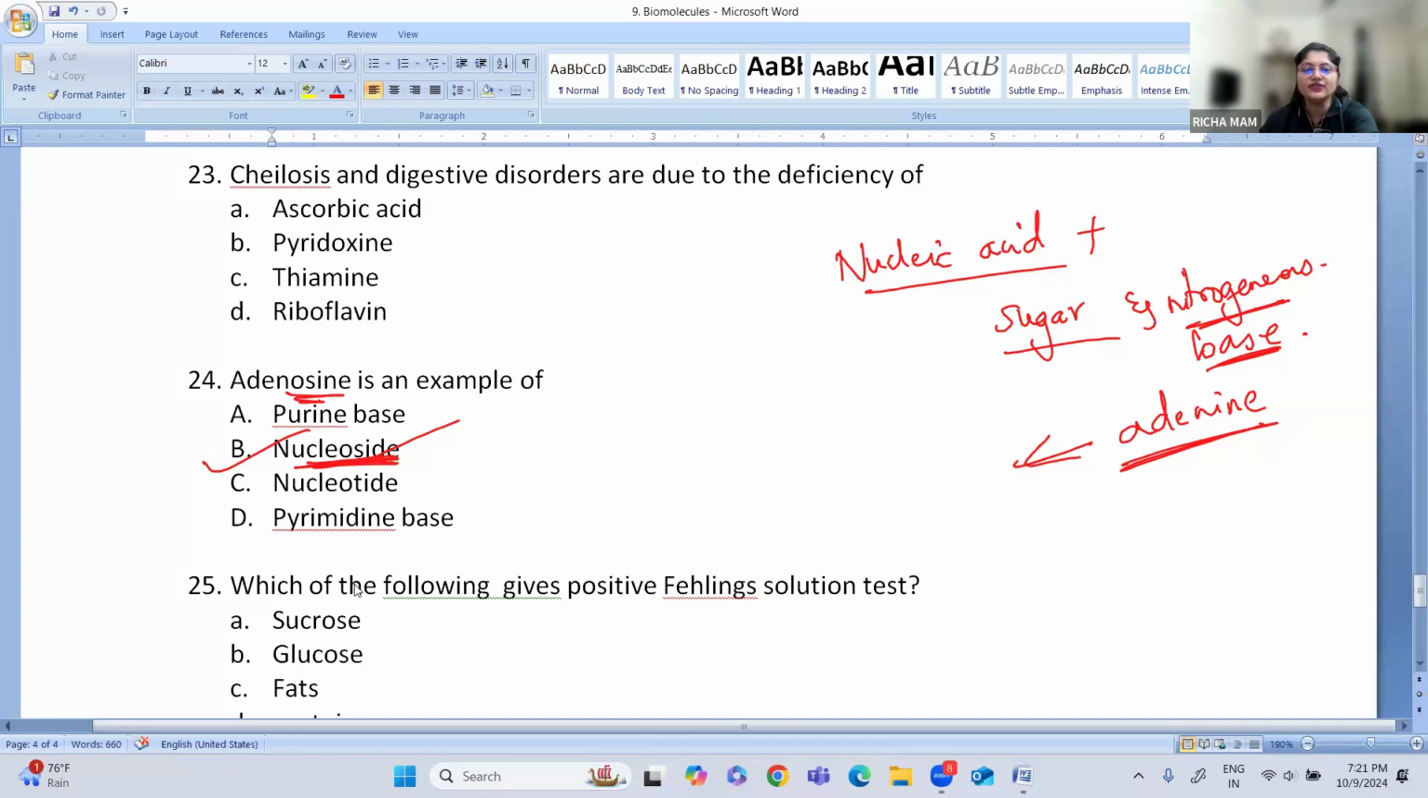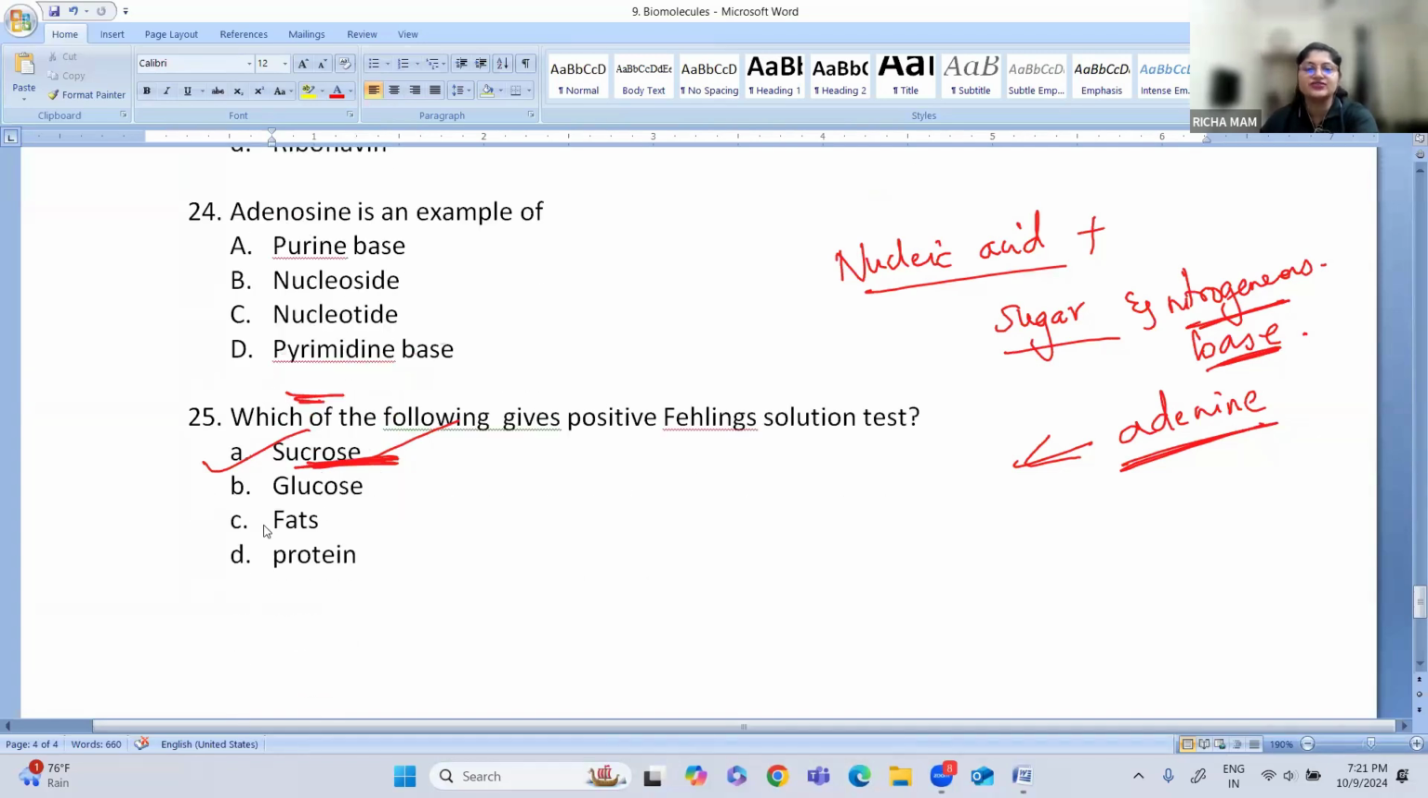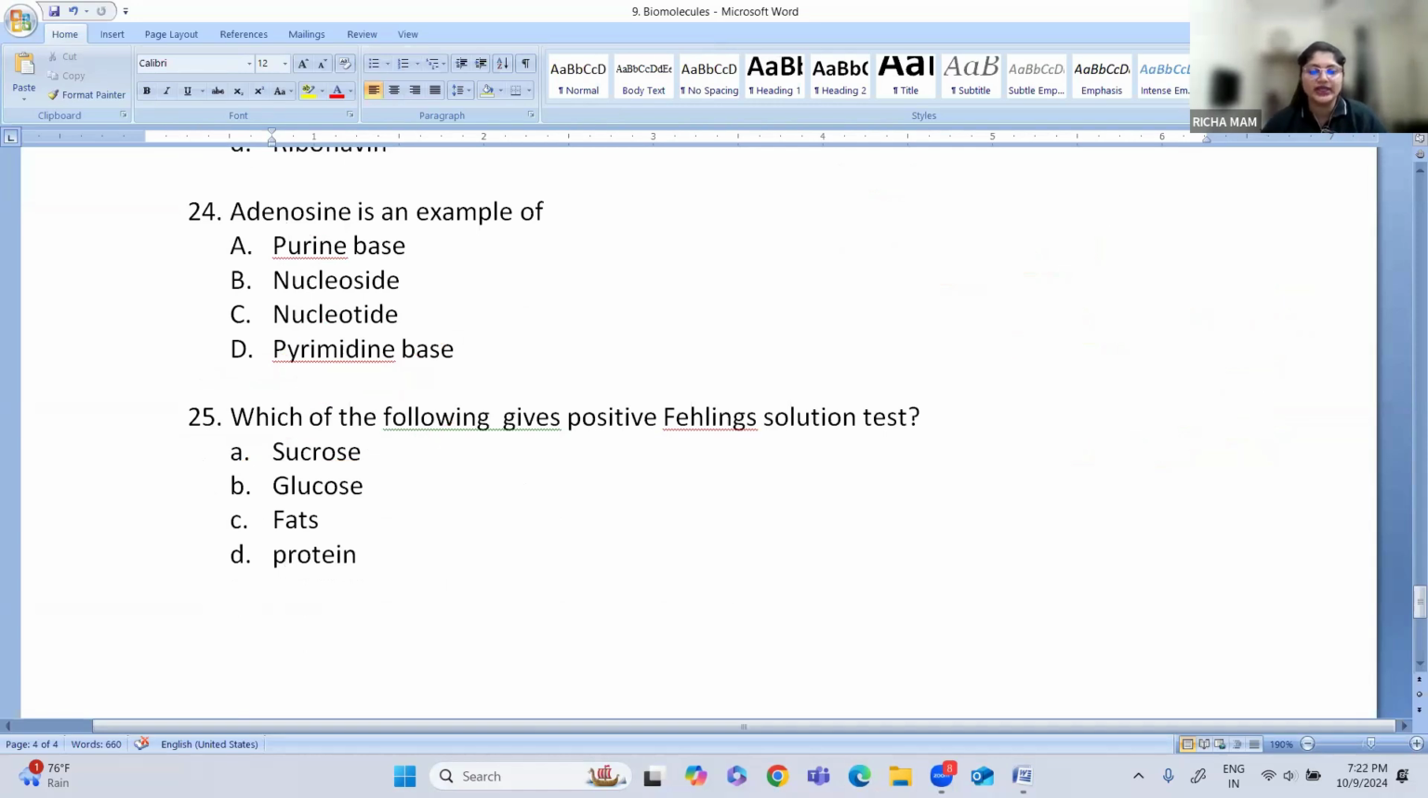Okay, last question. Which of the following gives a positive test for Fehling's solution? Sucrose, glucose, fats, and proteins. Which will give a positive test for Fehling's solution? It should have a free aldehyde, and it is glucose, right? Glucose will give you a positive test for Fehling's.